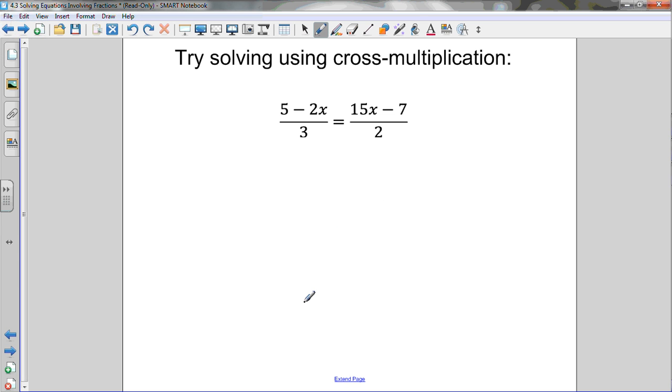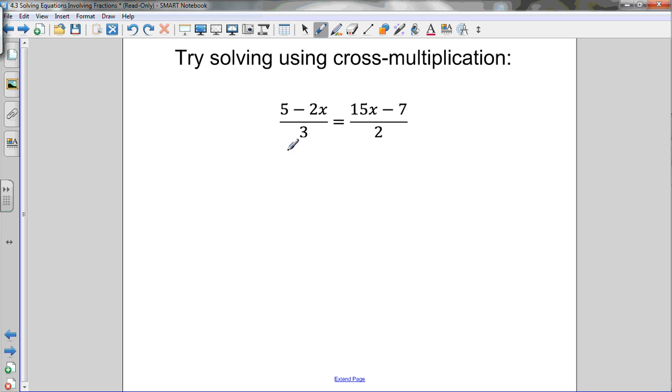So try solving this one using cross multiplication on your own. Pause the video now and try it. Okay, hopefully you've taken the time to try it. I'll show you the answer you should have got for this one. So I have a fraction equals a fraction. No other terms in the way. I can use cross multiplication.